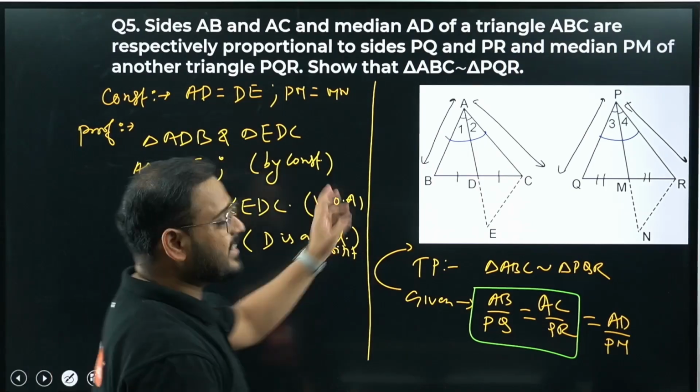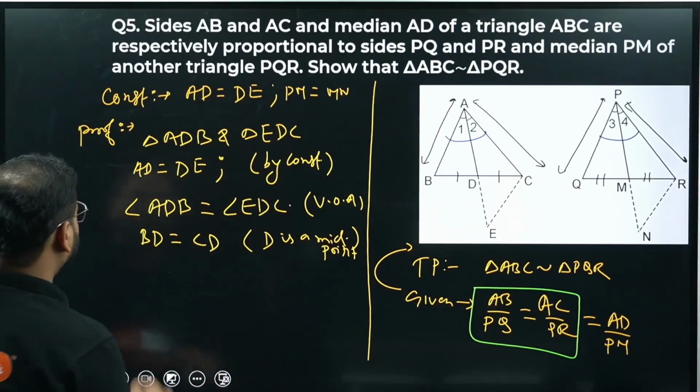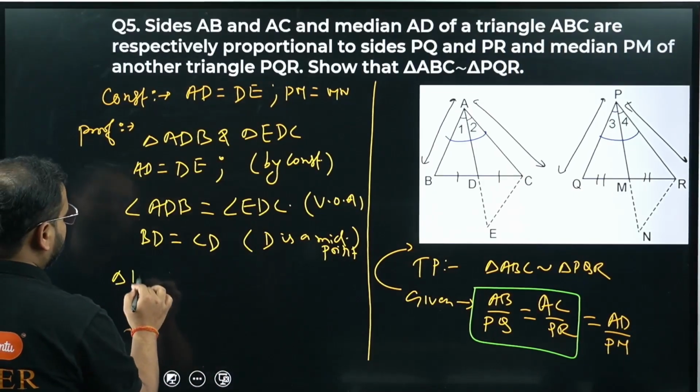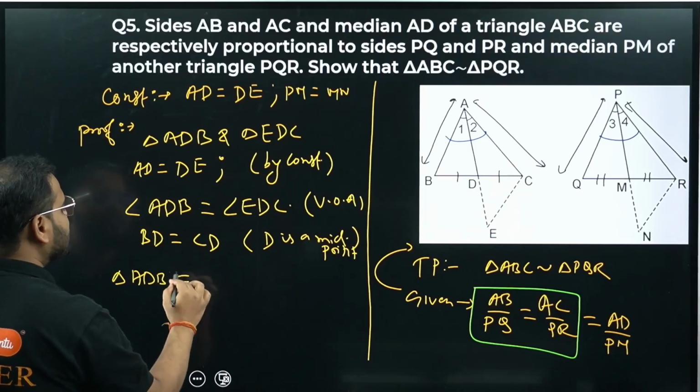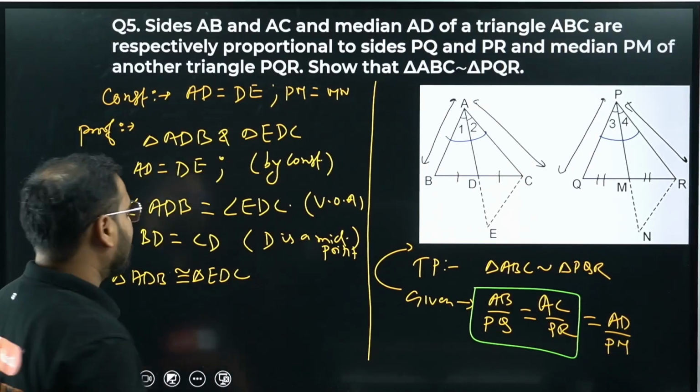D is the midpoint, na? Because AD is the median, so D is the midpoint. So BD and CD are equal. Great, sir. In that case, what do I have? Please check. I have triangle ADB is similar, no, congruent, sir, to triangle EDC. How come, sir?